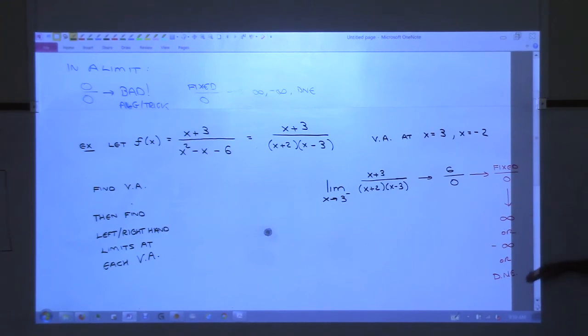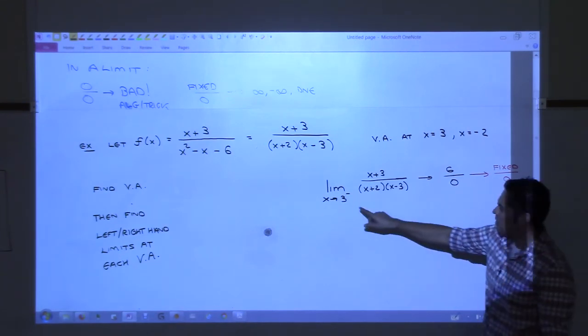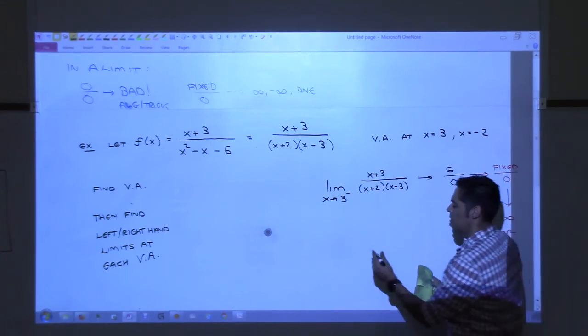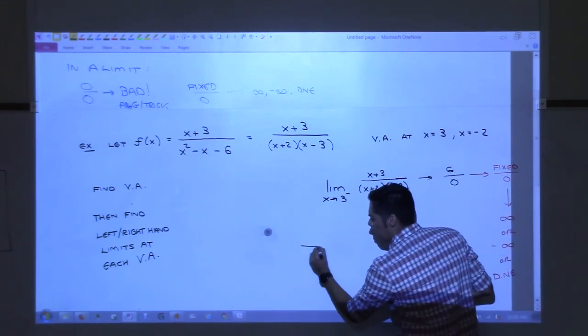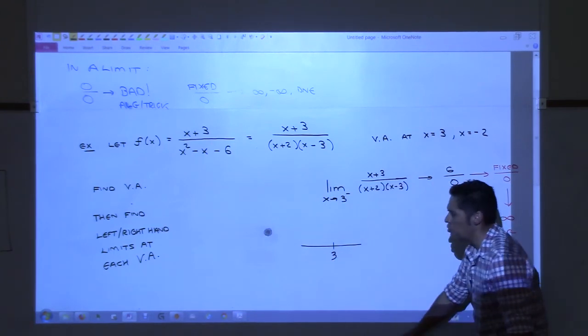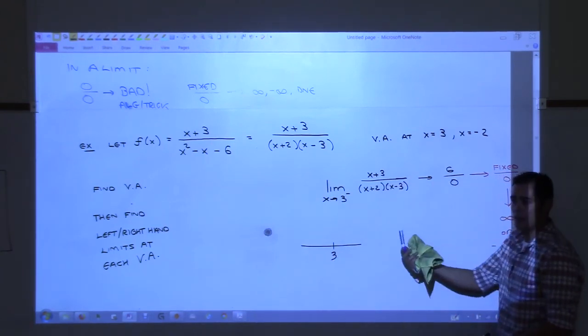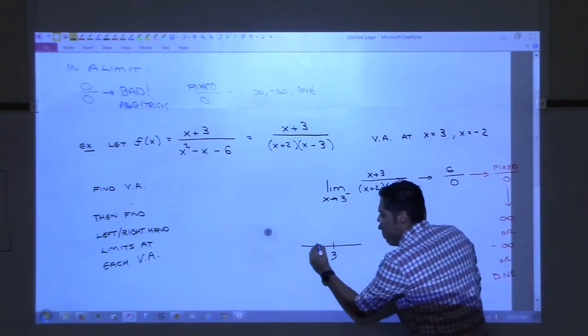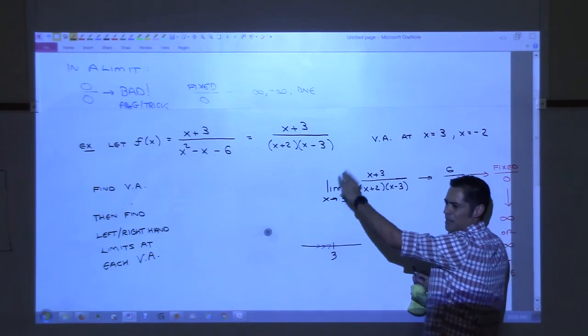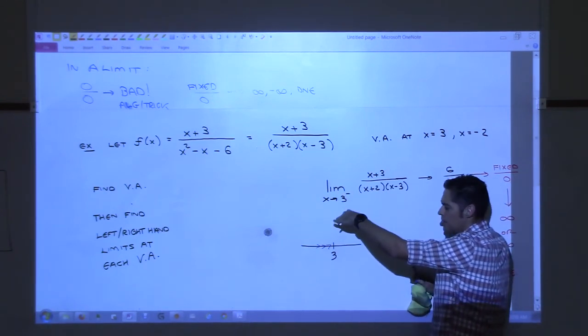I know it's one of these, but I don't know which one. So now we just have to play around with numbers. We just have to mess with this. So we are approaching 3 from the left side, right? Correct? So I'm going to draw a number line to get a visual of what's happening here. Here's 3, and I'm going to approach it from the left side. So I'm going to be coming into 3 on my x-axis, and my function is doing something, isn't it? And that's what I'm trying to figure out.